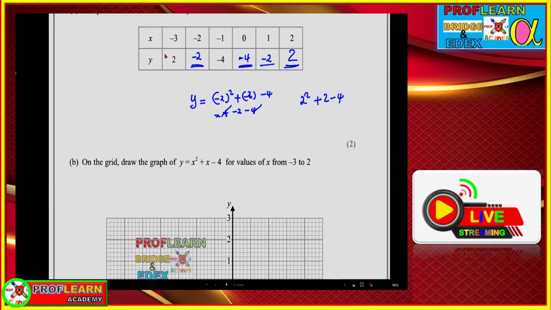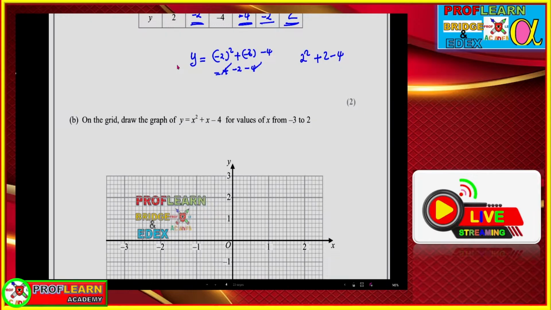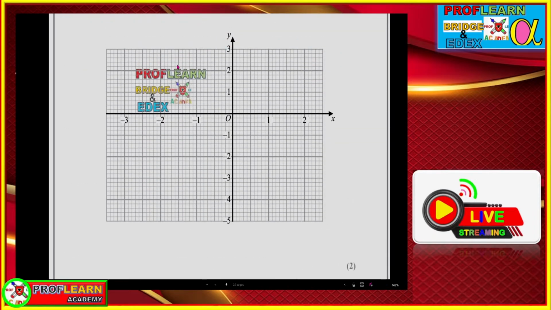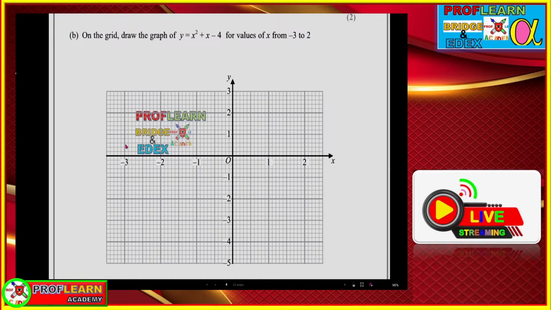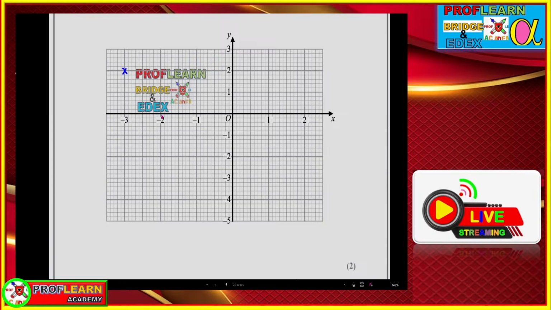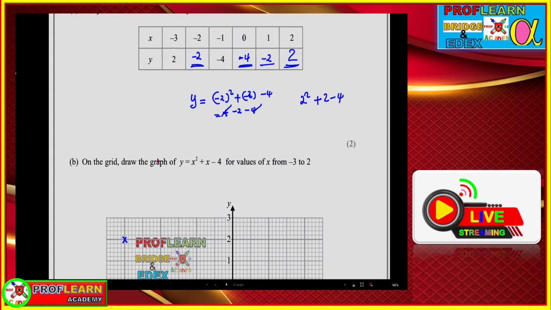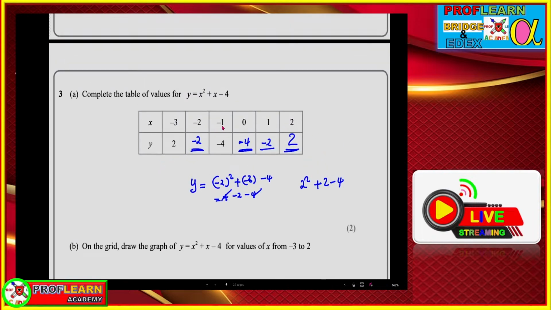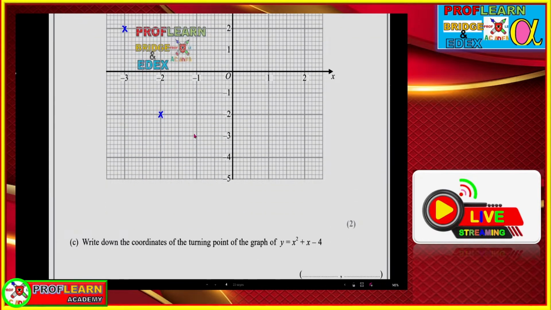And the next step is to plot the points. When x is -3, y is 2. So you go where x is -3, you move up to where you have y equals 2. Next is when x is -2, y is -2. So x is -2 here, we move down to -2 at that point. We move back to when x is -1, y is -4. This is the point here.